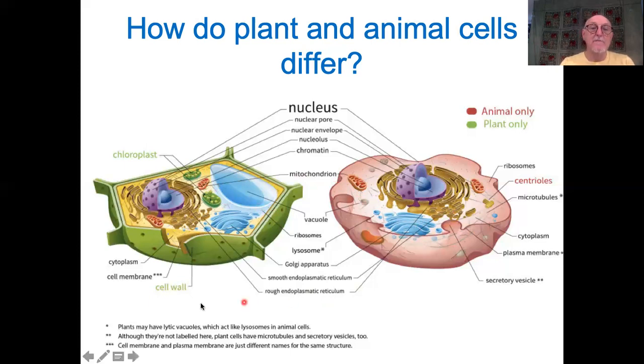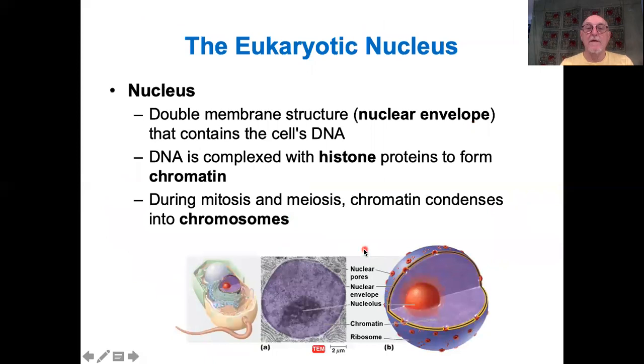So the differences: the huge fluid-filled vacuole in plants, not in animals. The cell wall, plants, not animals. Chloroplasts, plants, not animals. Those are the three major differences. Okay, so let's have a look at the structure and the function of some of the organelles in particular.